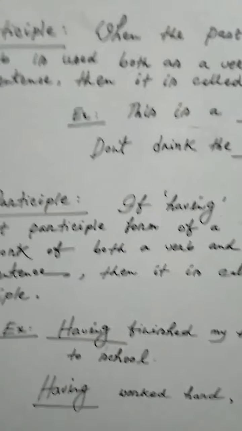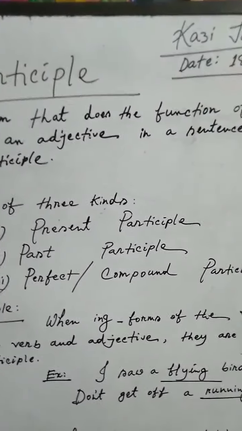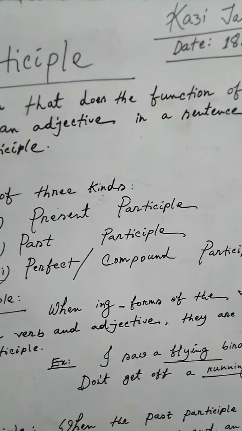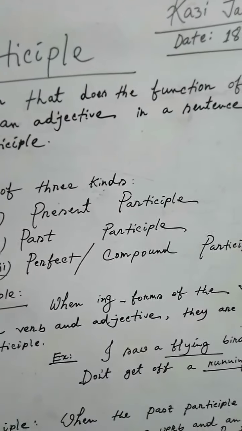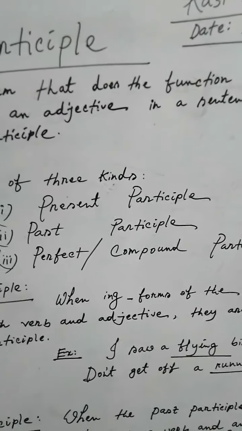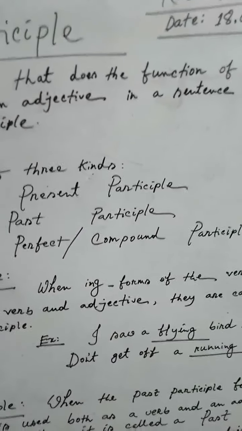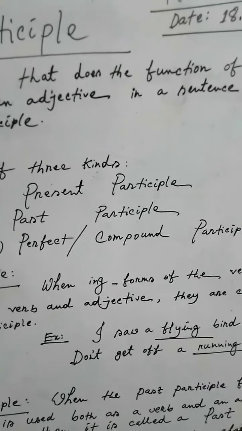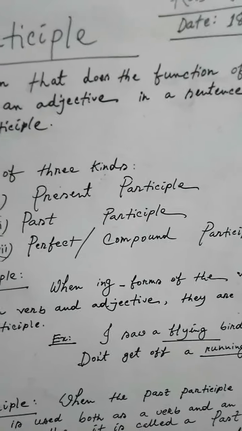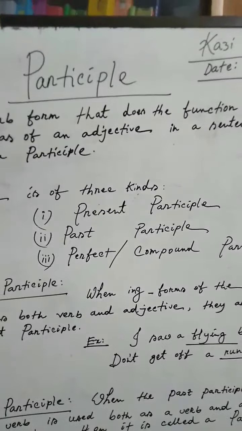So in this way, participle is of three kinds: present participle, past participle, and perfect or compound participle. In a present participle, the ing form of a verb will act like an adjective. In past participle, the past participle form of a verb will act like an adjective. And in perfect or compound participle, having is used before the past participle form of a verb and will act like an adjective. So I hope you have understood the basic conception of participle.